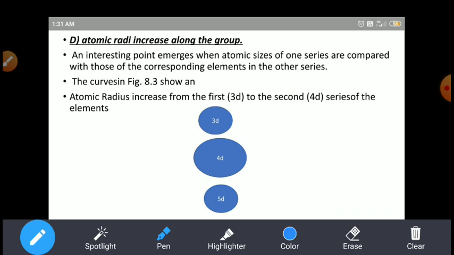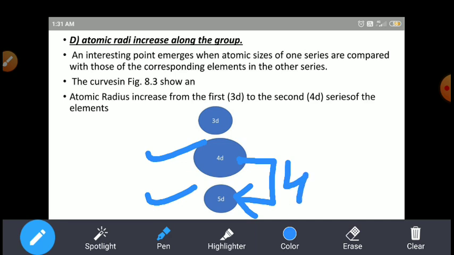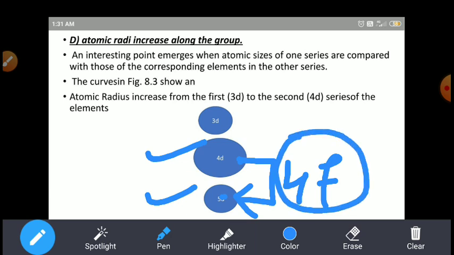But when we move from the 4d to the 5d series, the atomic radii again decrease. Atomic radii decrease because the 4f orbitals are occupied before 5d. Electrons are shifted into the 4f orbitals.